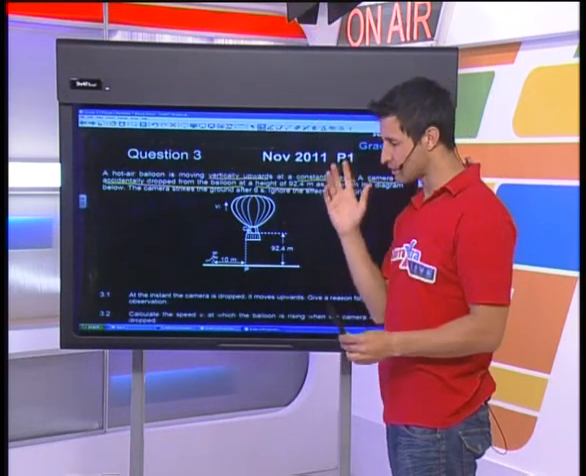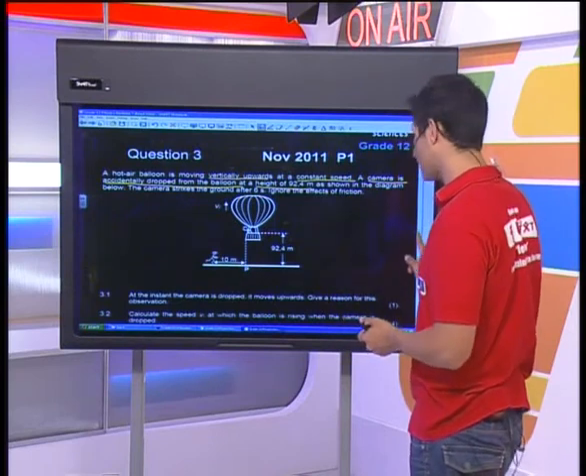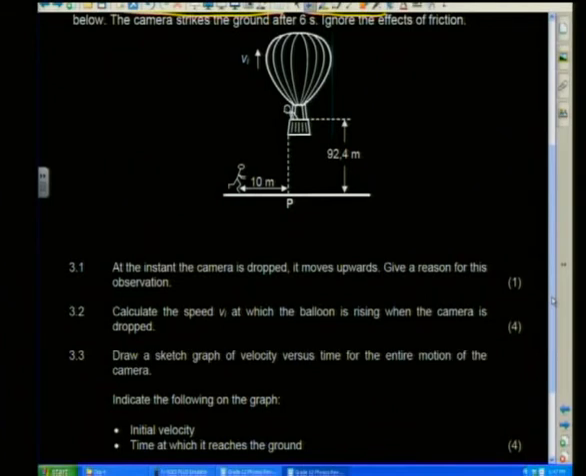But now I want you to think about this so carefully, because the first question asks about that. It says, at the instant the camera is dropped, it moves upwards. They tell us it moves upwards. You cannot fight with these examiners. They know what they're talking about. It still continues to move upwards. Give a reason for this observation. So we're going to do this one quickly, descriptively.